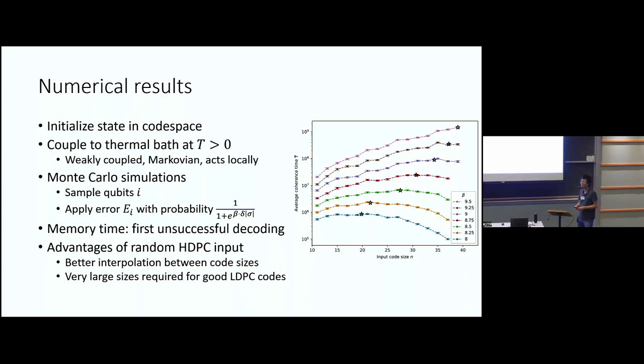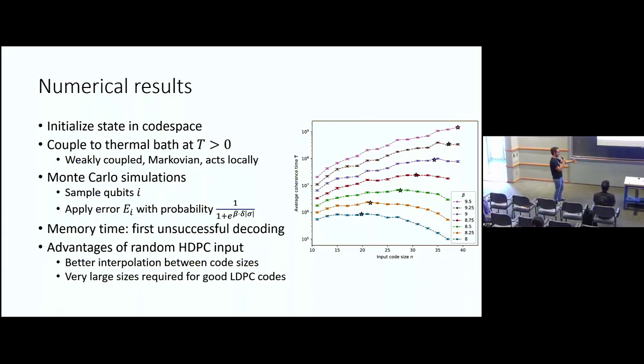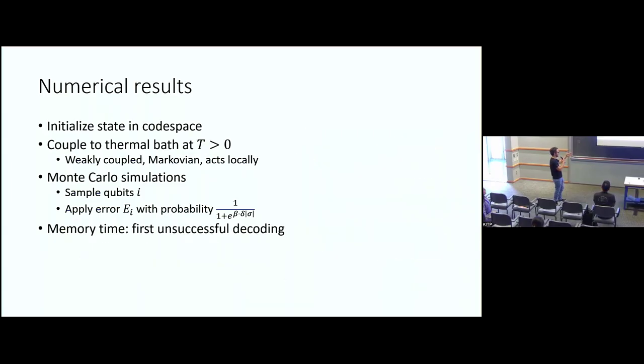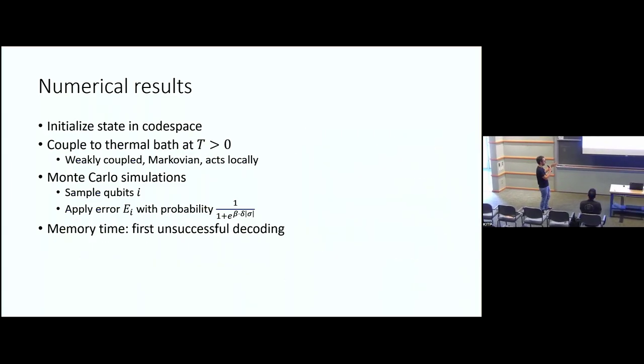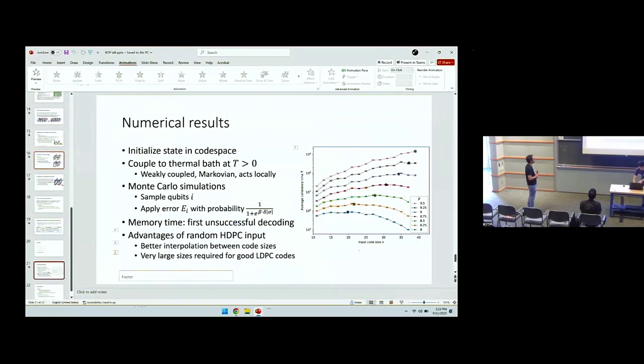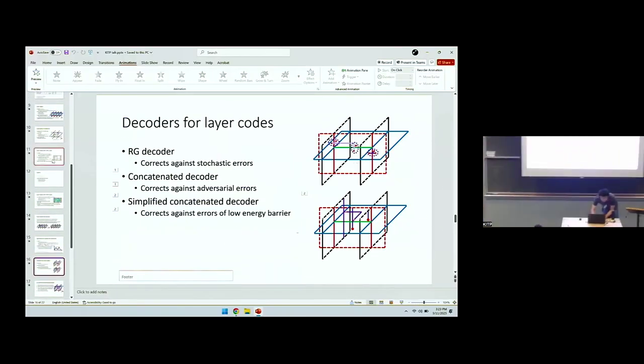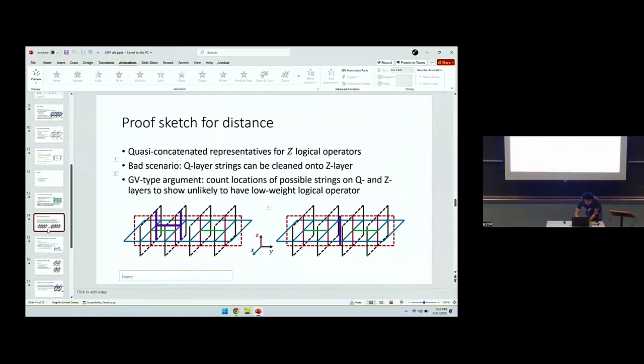Actually, I wanted to ask you a question. Maybe I missed something, but you stated that distance went as n squared, and then you showed a picture of a logical that looked like it had weight of order n. Can you elaborate on that? I think it was the one before this. I think this one.